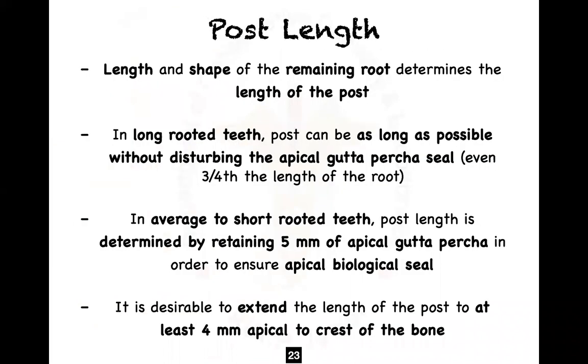Next, we go on to post length. Quickly, write down what is important. Length and shape of the remaining root determines the length of the post. I repeat, length and shape of the remaining root determines the length of the post. Now this is a vague statement. I still did not understand what the length of my post should be. So to explain this more precisely, I've got you this. In long rooted teeth, I repeat, in long rooted teeth, the post can be as long as possible without disturbing the apical gutta percha seal. Right, keep 4 to 5 mm of gutta percha.